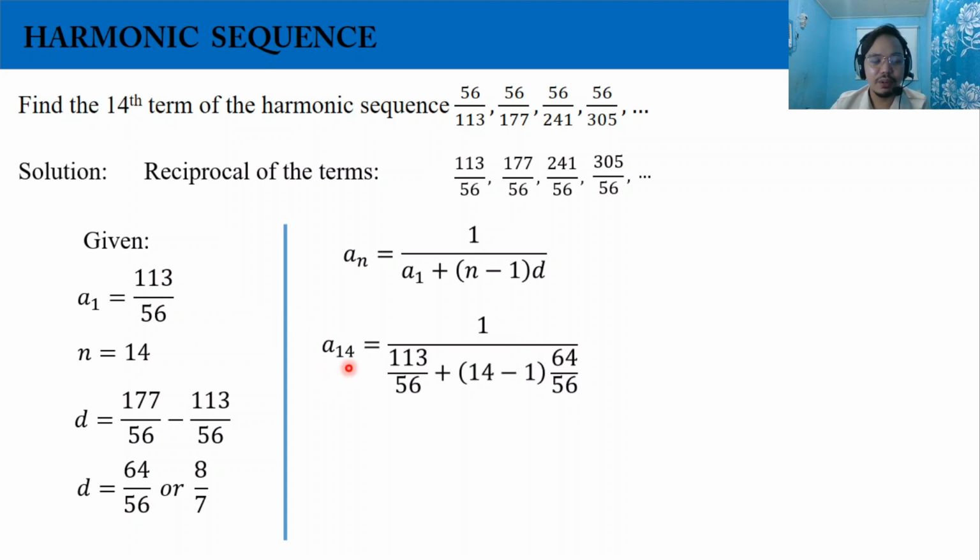For a sub n, we now have a sub 14. This pertains to the 14th term, or the value of the 14th term. Then 1 is constant over 113/56, that is the first term, plus 14 minus 1. 14 is the term position, or the value of n. And here we have the common difference. I prefer to use 64/56, because later on that will be the easiest way to simplify the denominator, since they have the same denominator, 56. So let's simplify by subtracting 14 and 1. So we have 14 minus 1, that's 13.